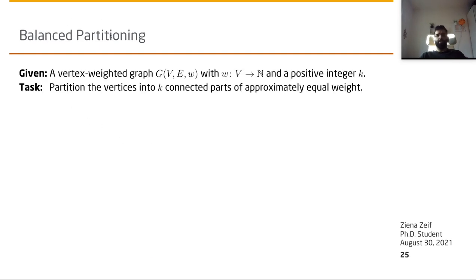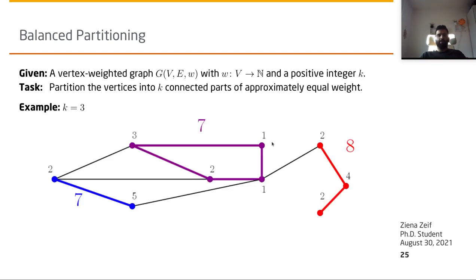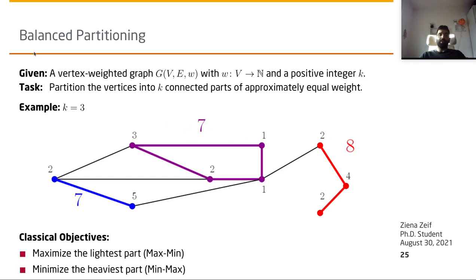We also consider balanced partitioning problems. Given is a vertex-weighted graph and a positive integer k, and our goal is to partition the vertices into k connected parts of approximately equal weight. Here, for example, are 3 subgraphs. Each of them has similar weight here. Now, to achieve a balanced partition, there are two classical objectives, namely to maximize the lightest part, then our objective value would be 7, or to minimize the heaviest part, then our objective value would be 8.